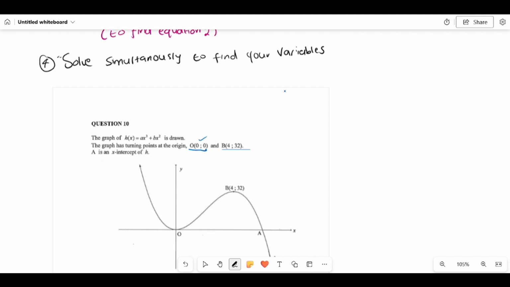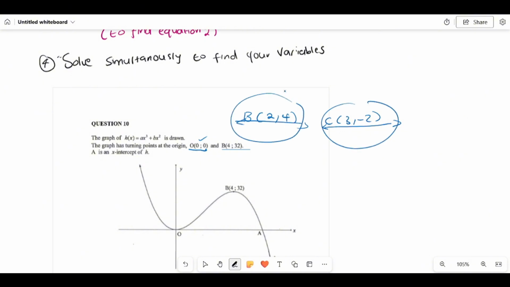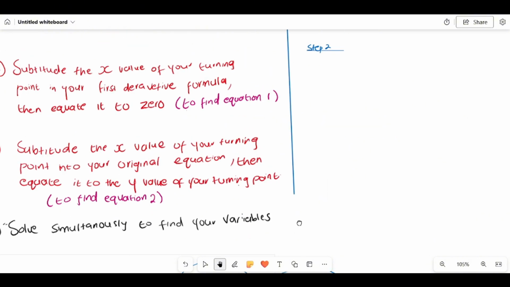For example, let's say this graph had turning points at B, which is at, I'm just making an example, 2 and 4, as well as at C, which is at 3 and minus 2. With regards to this one, you can either choose your C or your B. You can choose any because both of them have actual values. Now, with regards to the example that we're given here, I can't choose the point of origin. I'm going to choose this turning point at point B. This is what I'm going to use on my question above. So I'm going to choose point B, which is 4 and 32.